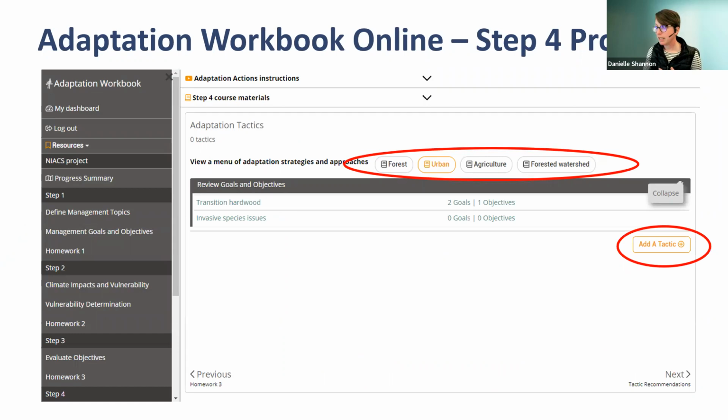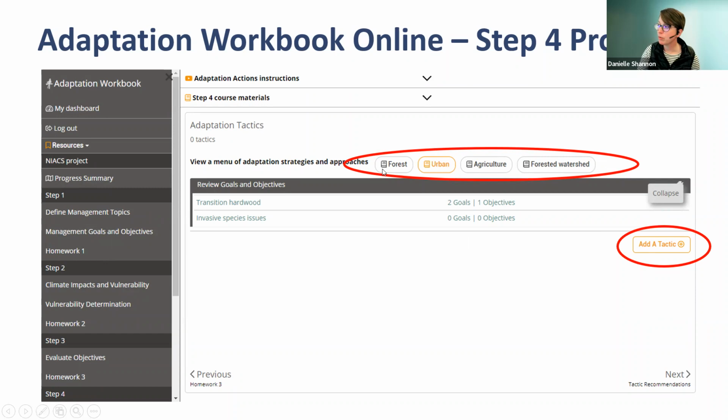So what does it look like? Well, when you're in the adaptation workbook, again, you should see homework appear here. If you don't, then that means you're not connected. When you're in step 4, you will see some buttons that will help you quickly jump to all of the menus that are included in the workbook. Here, this must be an old screenshot because we don't have the urban climate and health or the wildlife menu or the carbon menu, but it's there.